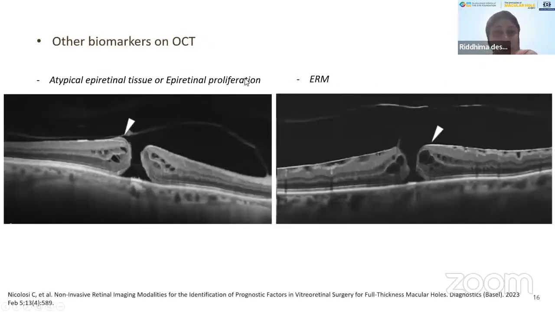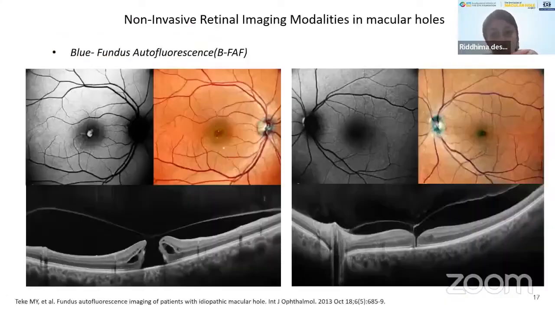Atypical retinal tissue or epiretinal proliferation appears as a medium reflectivity tissue above the ILM. The presence of epiretinal proliferation in association with FTMH is associated with worse outcomes. Coming to blue fundus autofluorescence.